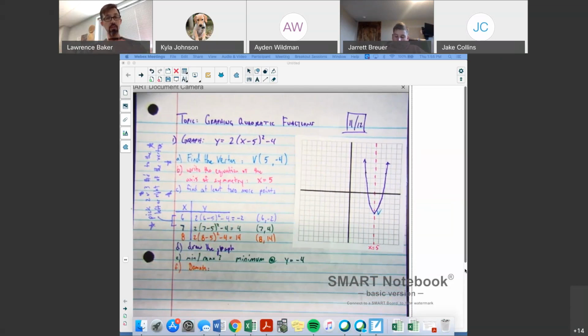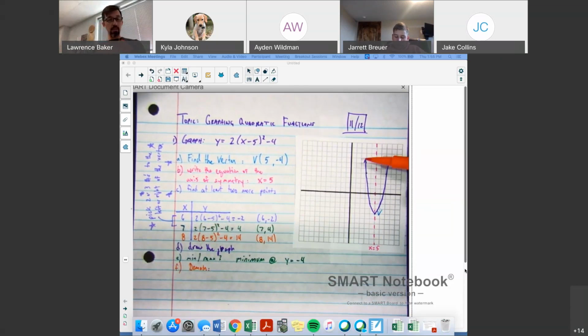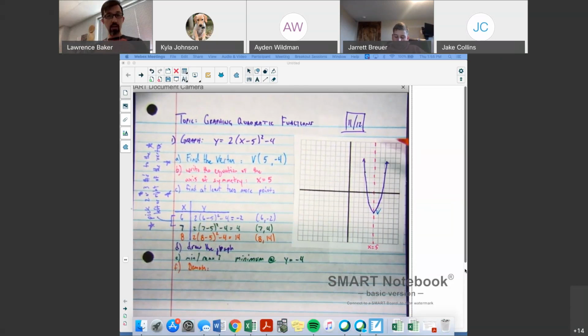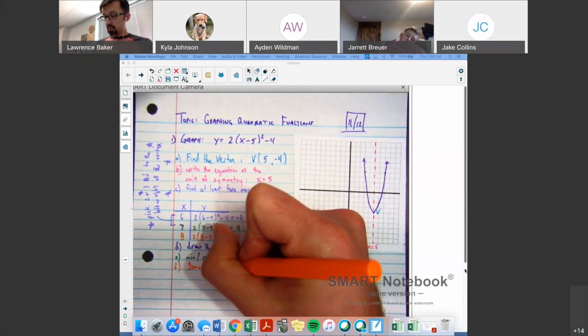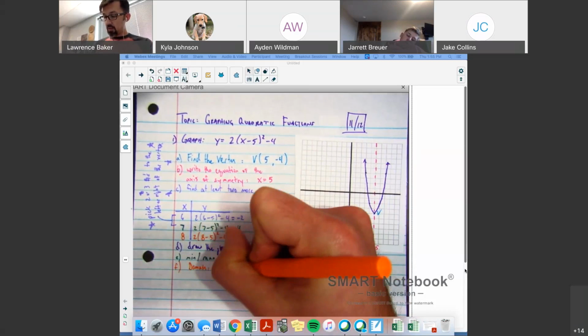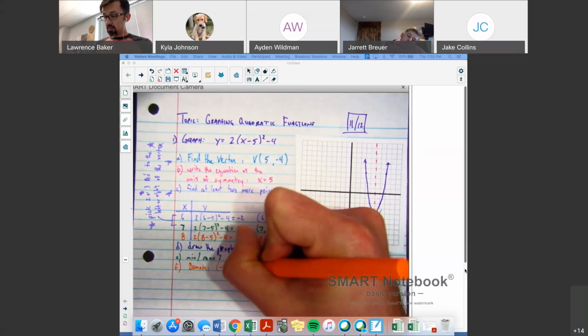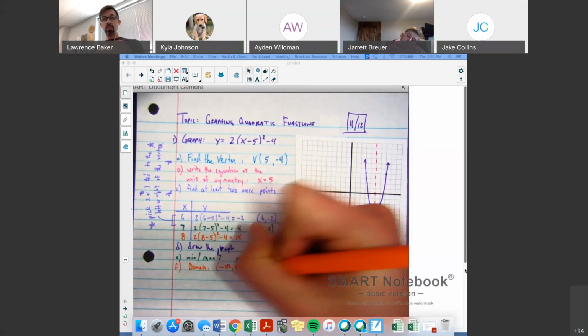I already mentioned earlier in this problem, we talked about the domain on Monday. Look at the leftmost side of the graph, and we see an arrow pointing to the left, and on the rightmost side, an arrow pointing to the right. And then there are all those points in between. We talked about on Monday how the domain for a quadratic function is always going to be all real numbers, negative infinity to infinity.